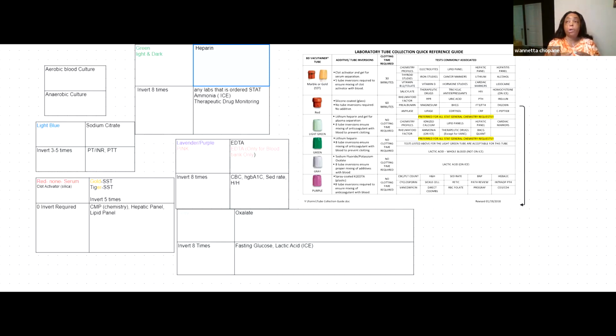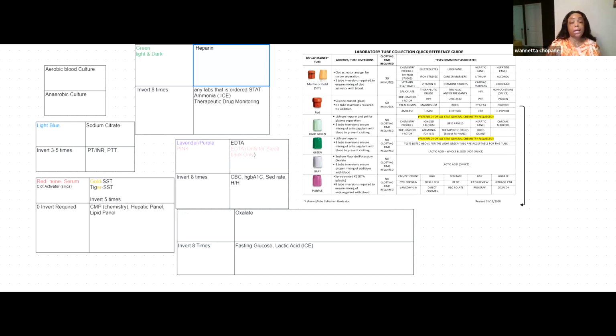Okay, so I don't want you to freak out like, oh my God, how am I going to remember all this inversion? After I finish the order of draw, I'm going to show you how to invert them if you had a tube of each. If you had a tube that's supposed to be inverted 3 to 4 times, a tube that's supposed to be inverted 5 times, and a tube that's supposed to be inverted 8 times, you're probably thinking that's going to take a lot of time. So typically, you're going to invert them all together. You put all of them in your hand and invert them.